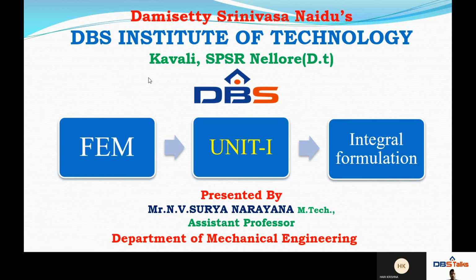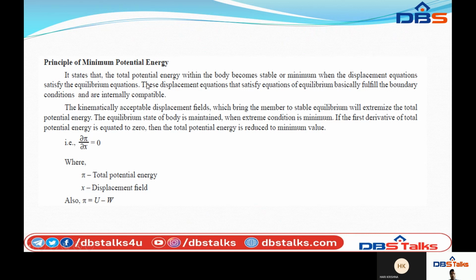First of all, I am going with the principle of minimum potential energy. We already know that the total potential energy within the body becomes stable or minimum. In this, the displacement equations satisfy the equations of equilibrium. That means the equilibrium state of the body is maintained when the extreme condition is minimum. The first derivative of the total potential energy is equated to 0. Then the total potential energy is reduced to a minimum value.